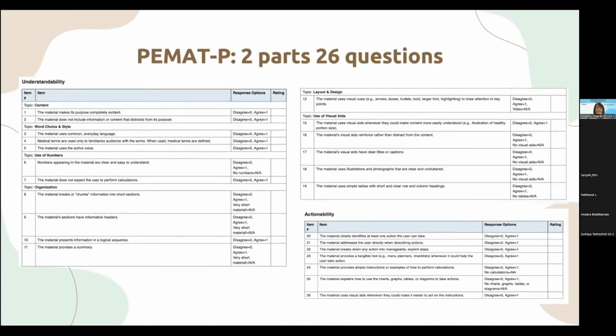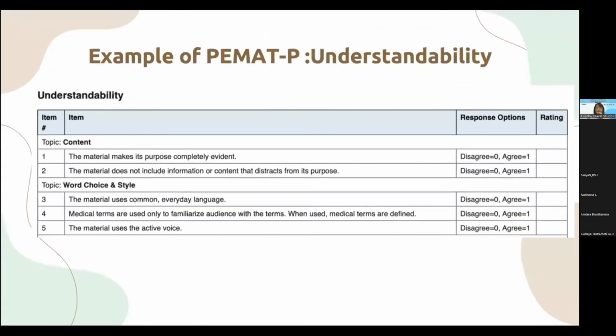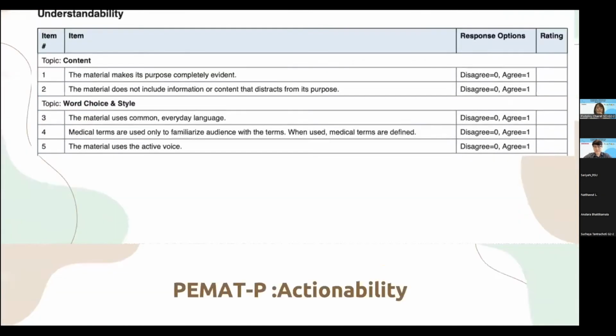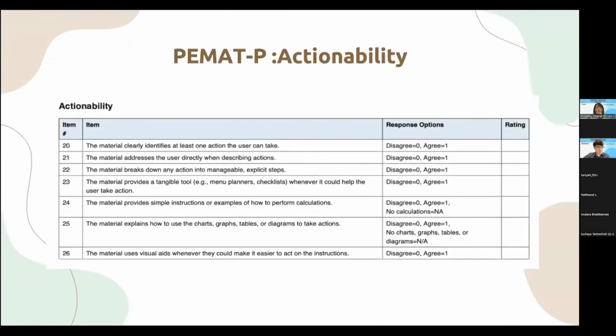Examples of PMAT-P assessment are shown as follows. In the category of understandability, there are totally 6 topics, which are content, word choice and style, use of numbers, organization, layout and design, and use of visual aids. In the category of actionability, there is 1 topic and 7 subtopics.